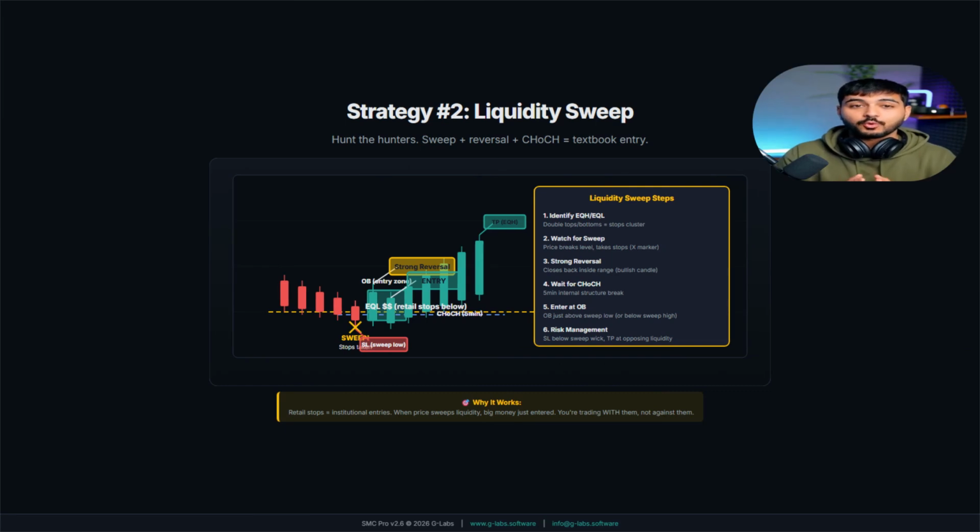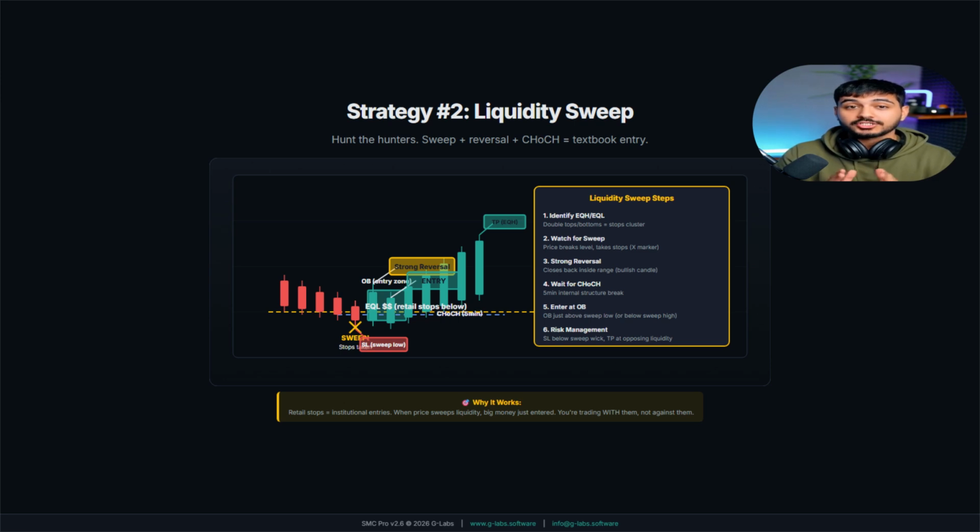Strategy 2. The liquidity sweep. Hunt the hunters. When price sweeps below equal lows or above equal highs, takes out retail stops, then reverses hard. That's institutions entering. The indicator marks it with a bold X. Wait for the sweep. Wait for a strong reversal candle closing back inside the range. Wait for CHoCH on the 5-minute chart.